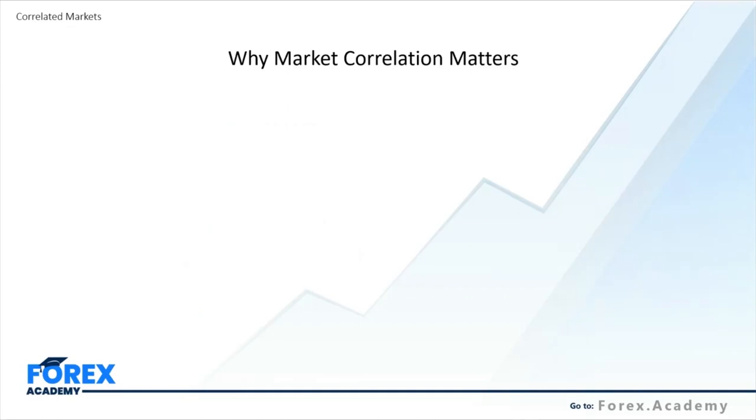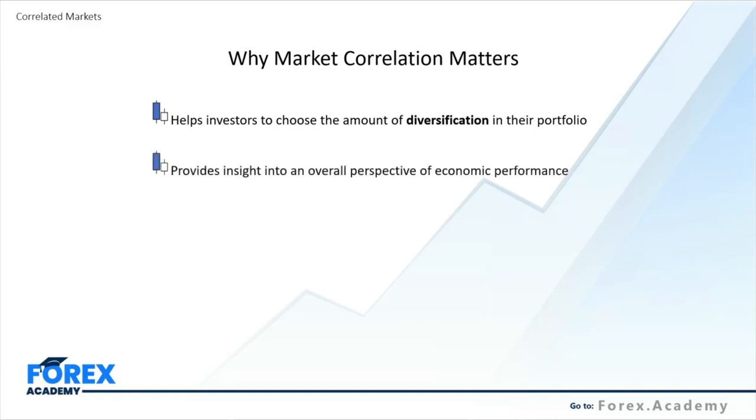So why do we look for these correlations, and why does it matter so much in terms of trading activity? Well, number one, it helps investors to choose the amount of diversification in their portfolio. If you were totally unaware of any correlations existing in the markets, you might have way too much risk on a potential portfolio that you're outlaying for a client, or perhaps your own individual personal portfolio. Actually identifying these correlations can help you to prevent having too many correlated assets in the one portfolio, and obviously then help to mitigate some of these risks in trading the financial markets. It provides insight into an overall perspective of economic performance.